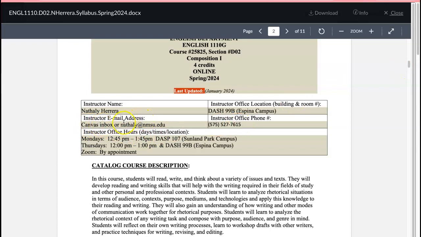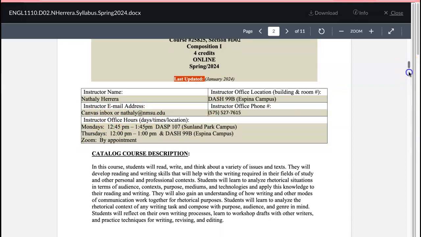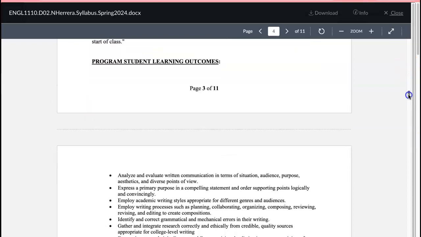Something else to note, I do have an NMSU email address. However, with that email, I get a lot of different emails from all over the college. So the best way to contact me is through Canvas inbox, because this one is only for students. That way I'm able to see your email. Also with the NMSU one, sometimes if somebody emails me from Gmail or Yahoo or Hotmail, I won't receive them. It goes to my junk, or I don't receive them at all. So if you don't want your email to go through junk mail, then just go ahead and email me through Canvas inbox.